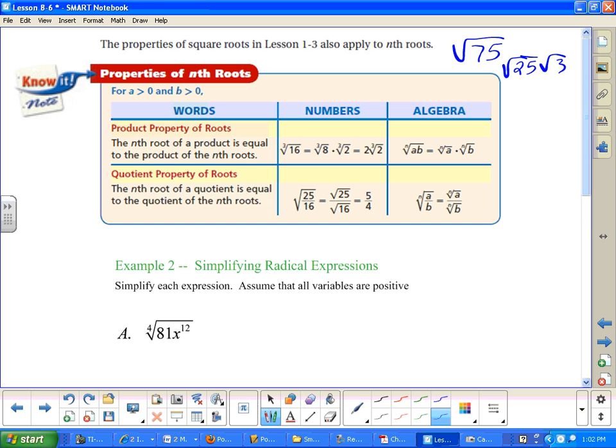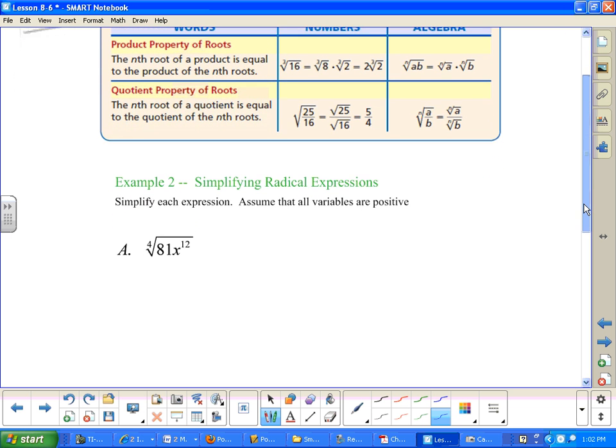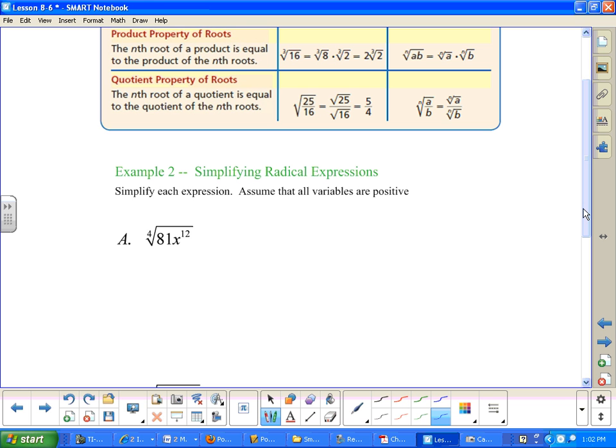So what we want to do is work with things that have the same power as our index. Works for product and quotient. So here we have the fourth root of 81 x to the 12th. So our key number here is the 4. We want to work with things raised to the fourth power. So since I have numbers and variables, I'm going to pull it apart to start with. Fourth root of 81, fourth root of x to the 12th.